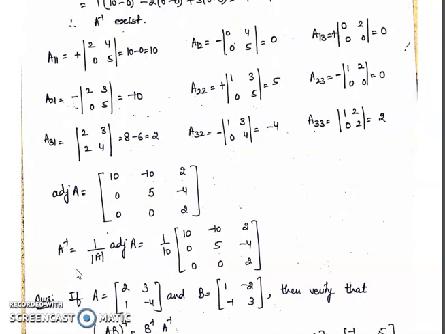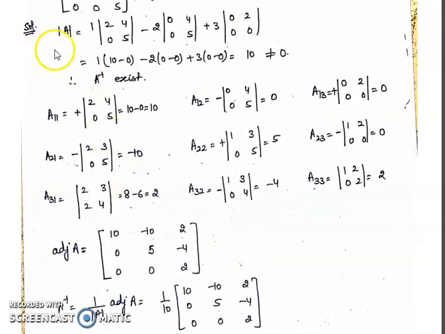So A inverse is 1 upon determinant A into adjoint of A. We calculated earlier that determinant A is 10. So 1 upon 10, and write down the adjoint of A. So this is the second method of finding the inverse.